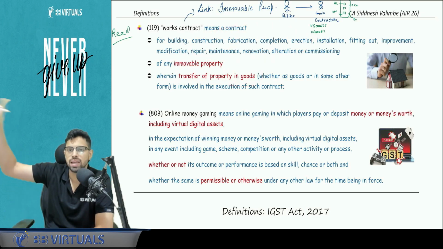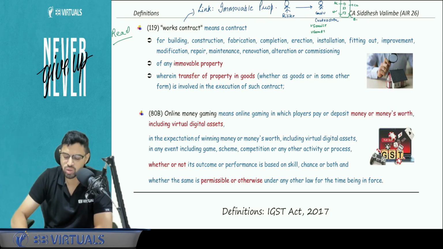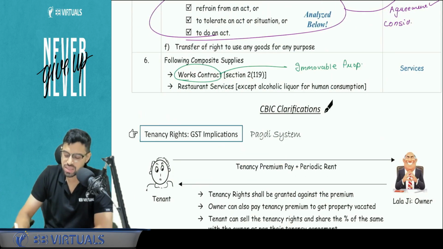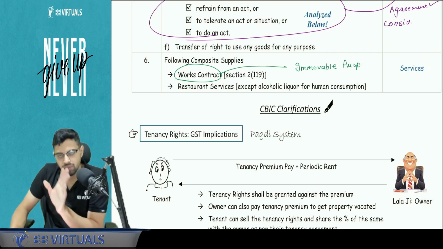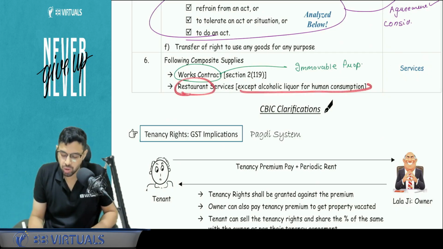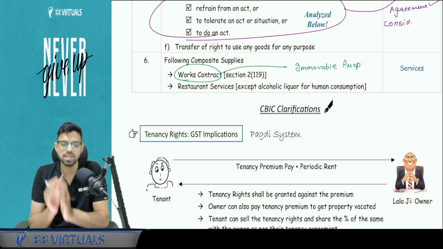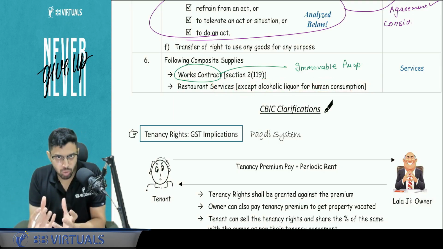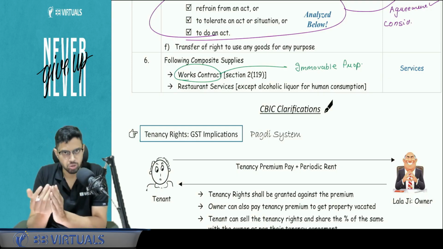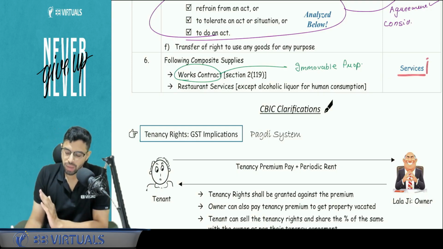So in the building, he's selling you the cement, brick, AC, whatever you are getting it fitted, and you pay a wholesale amount to that works contractor. So that is a part of works contractor service. But yes, technically it will be considered as services under GST. Second, restaurant services except alcoholic liquor for human consumption because it is a non-GST supply. Restaurant services, again, they are selling you the food item also somewhere and they are giving you the service also. But despite that, in GST, we are going to consider them as services.